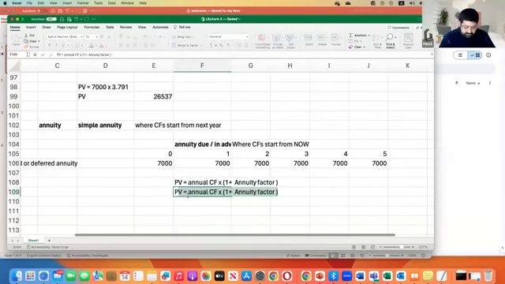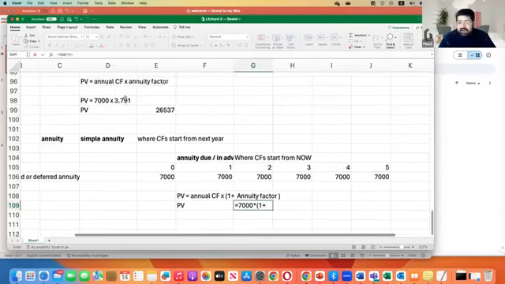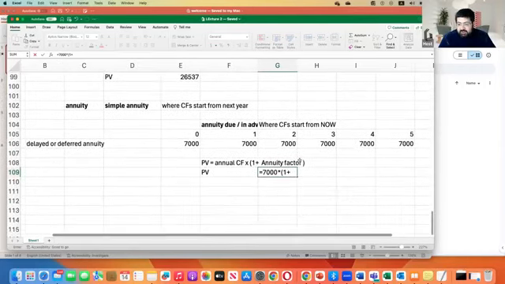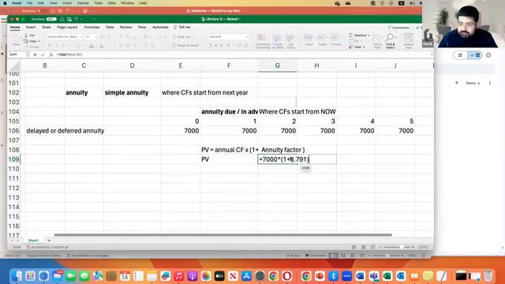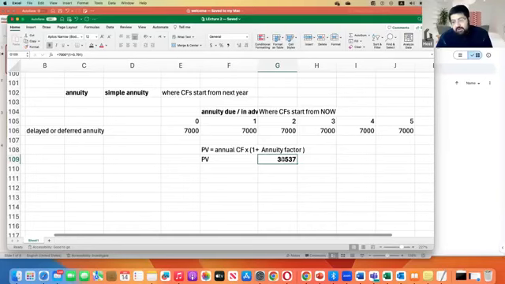So present value is equal to annual cash flow 7,000 into 1 plus remaining 5-year annuity factor at this rate 3.791. Here you go. Present value of annuity.